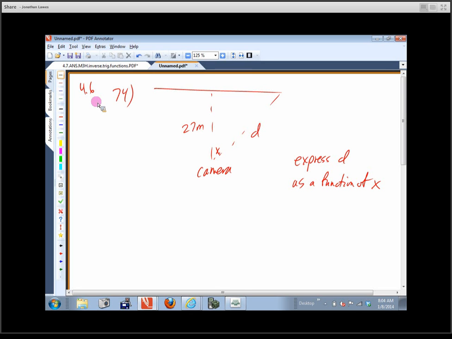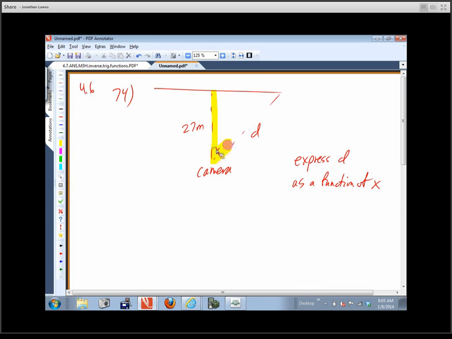If you look at it in your book, it talks about television cover, and it says a television camera is on a reviewing platform 27 meters from the street on which a parade will be passing from left to right. It says, express the distance from the camera to a particular unit in the parade as a function of the angle x. So what I've written here is express d as a function of x, because that's really what it wants. It's about a parade and a television camera, but the picture really focuses on this right here.